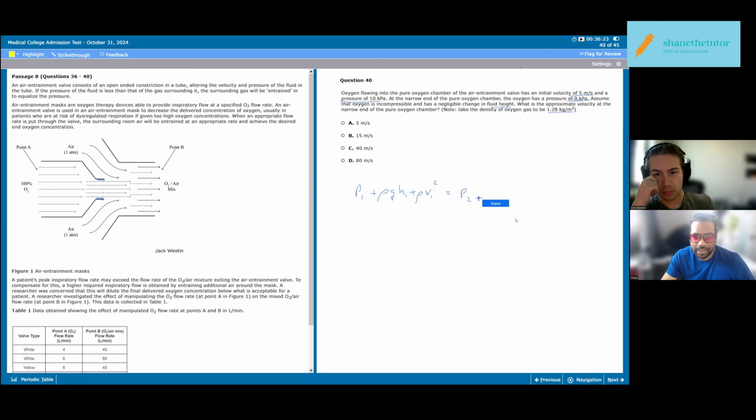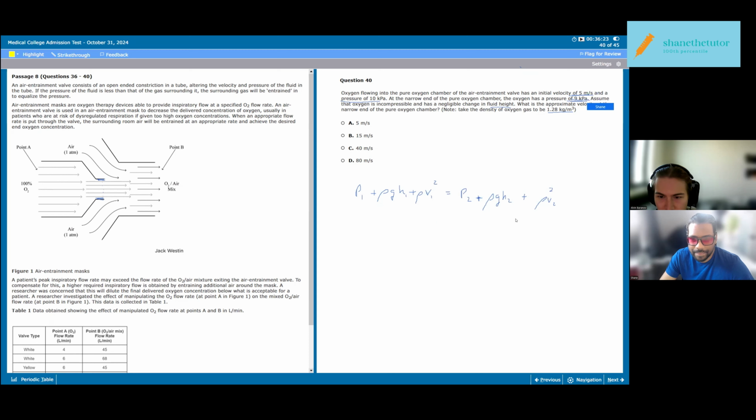Do you remember how we derived that? From the conservation of all the energy things. So, the conservation of energy divided by volume. Okay.